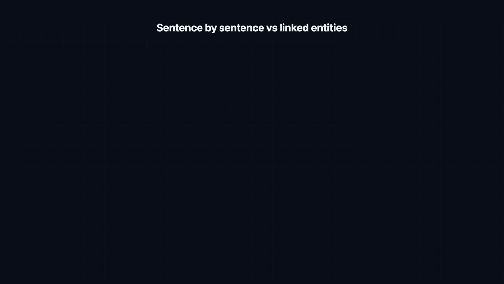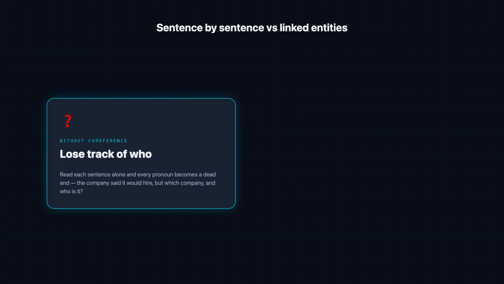Now, why is this such a big deal? Compare how a system reads a document with and without it. Process each sentence on its own, and you quickly lose track of who is who. When a later line says the company said it would hire, the machine has no idea which company or what it refers to. Every pronoun becomes a dead end, and the thread of the story snaps.